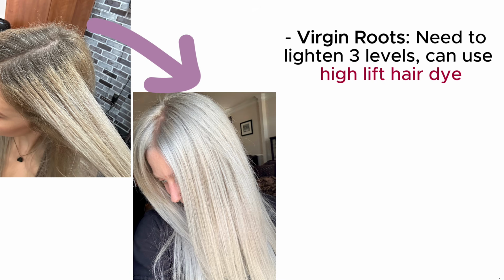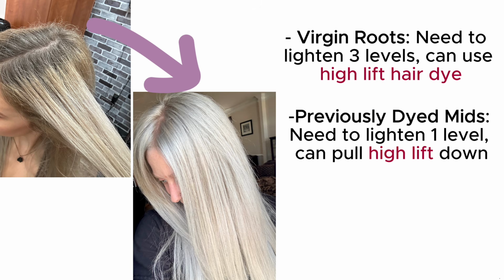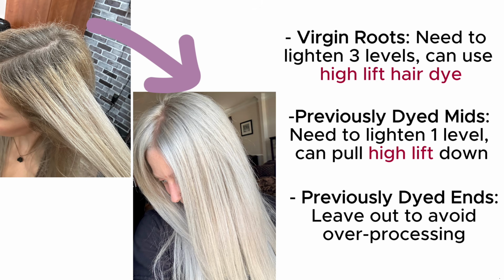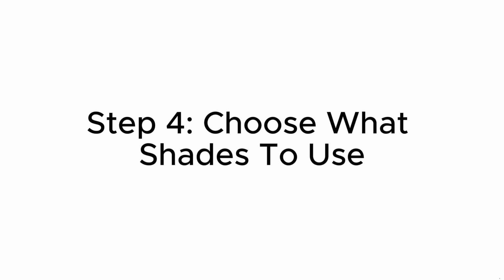Okay, so for my example, my roots need to be lifted 3 levels. So I can get away with using high lift dye here. And that warm band only needs to come up 1 level. So I can actually pull that high lift dye down over that warm band and it'll bump it up. But for my ends that are already lightened to a 10, we need to make sure that we leave those out and we are not pulling the high lift dye over that, because that would over process them and could cause damage. Step 4. How to choose what shade to use when going lighter.